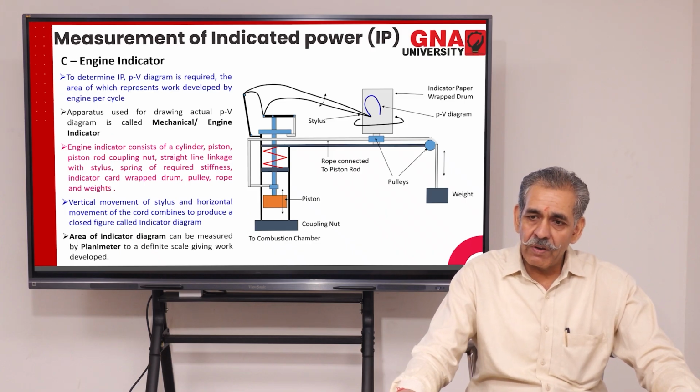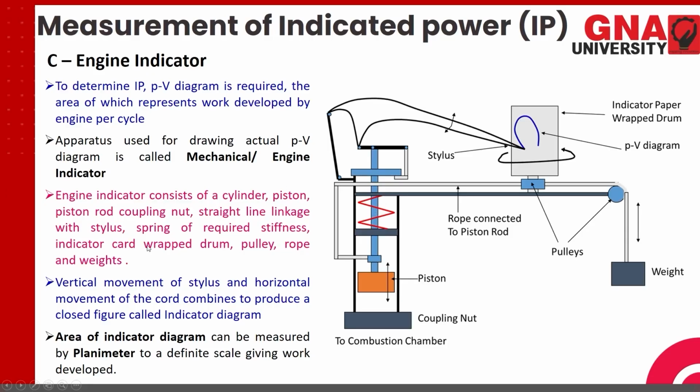The other method for measuring indicated power is the engine indicator. To determine indicated power, a PV diagram is required. The area enclosed in the PV diagram gives you the work done, so hence the power can be measured. The area represents work developed by the engine per cycle. The apparatus used for drawing the actual PV diagram is called the mechanical or engine indicator.